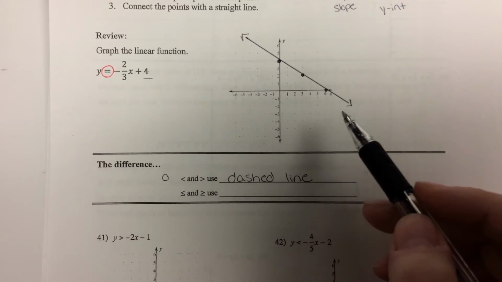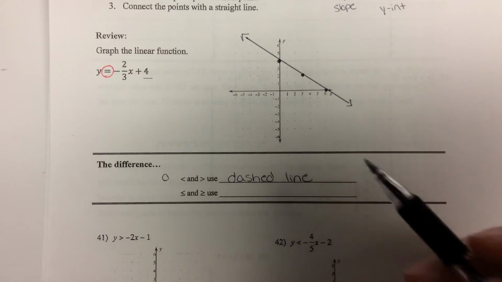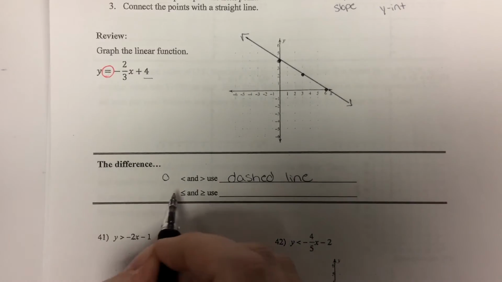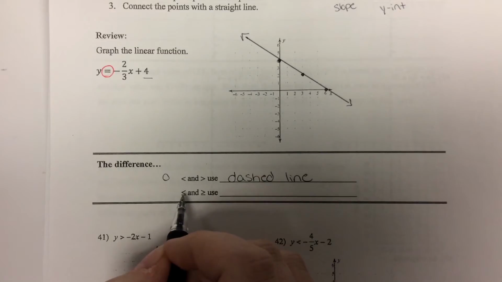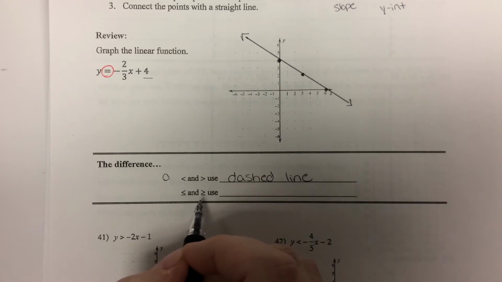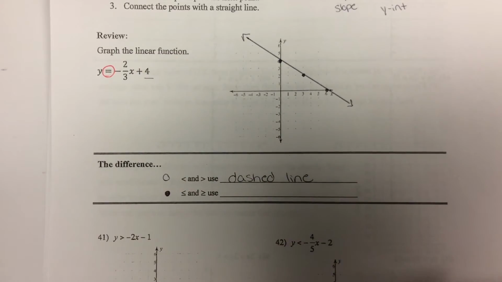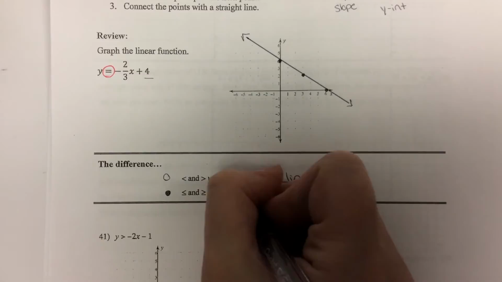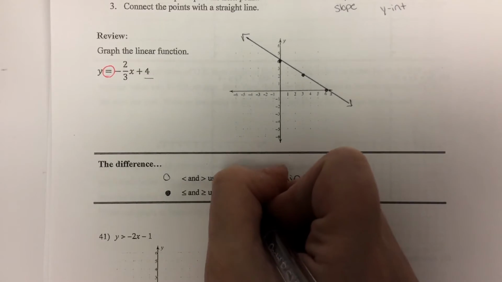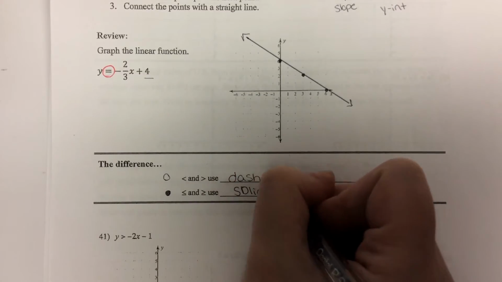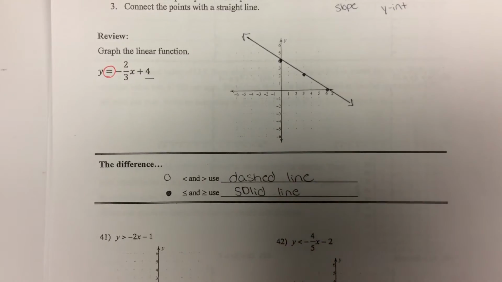So instead of the solid line like this, we're going to make it dashed. And then if you remember when we were graphing less than or equal to or greater than or equal to on a number line, we used a closed circle like this. So kind of similar to that, when we're graphing on a coordinate plane, we're going to use a solid, S-O-L-I-D, solid line. Miss Rebecca can't spell today.